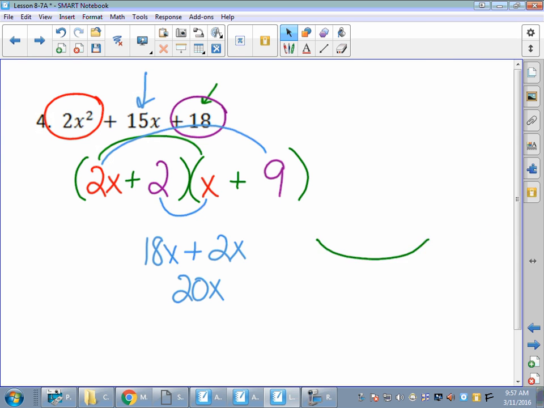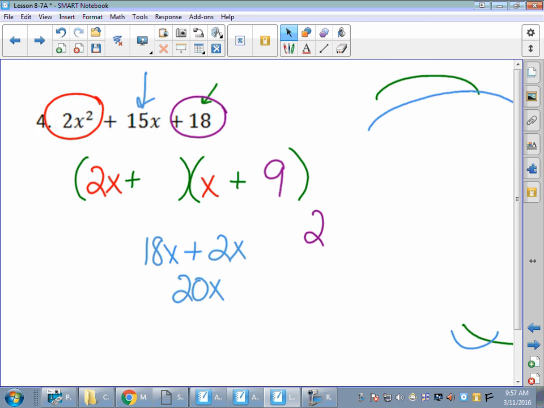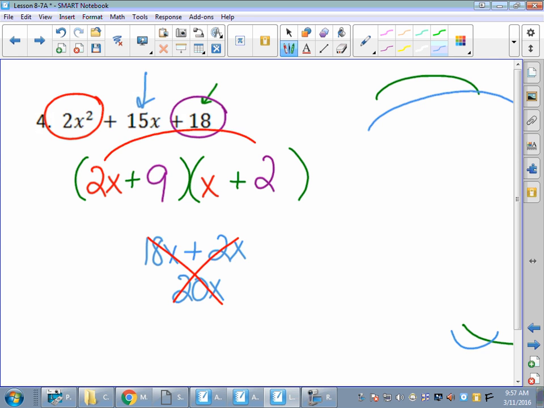So I'm going to take all this. I'm going to erase if I've got a pencil, or I'm going to just slide things around if I don't. So maybe I should try my 9 and 2 instead of 2 and 9. So this time, 2x times 2 is 4x. 9 times x is 9x. 9x plus 4x, will that give us the 15x in the middle we're looking for?